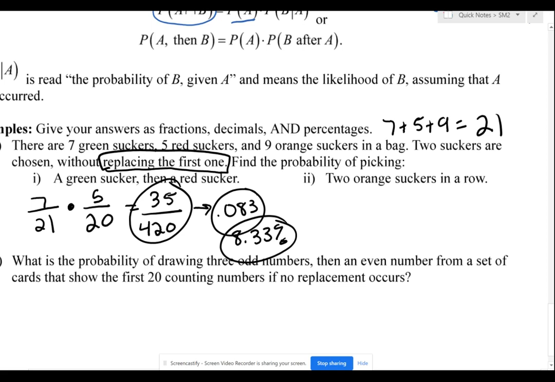So the first time we pick, we have 9 orange suckers out of 21. Okay? I didn't put the sucker back. So again, just like the problem we just did, I only have 20 suckers in the bag, but this time I took out an orange one. So I don't have 9 orange ones anymore. I have 8 in my bag. So sometimes both the top and the bottom can change based off of the first event. Okay? So now I just do it the same way. 9 times 8, 72. 21 times 20, 420.